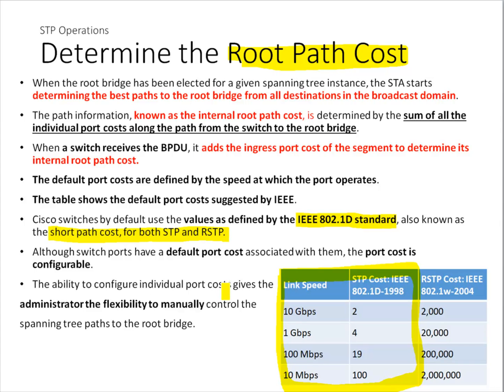Depending upon the speed, if the port is a 10 Gbps port, the cost is going to be 2. For 1 Gbps, it is going to be 4. For 100 Mbps, it is 19, and for 10 Mbps, it is 100. This cost is going to be fixed. Based on this particular cost, the root path cost will be calculated.